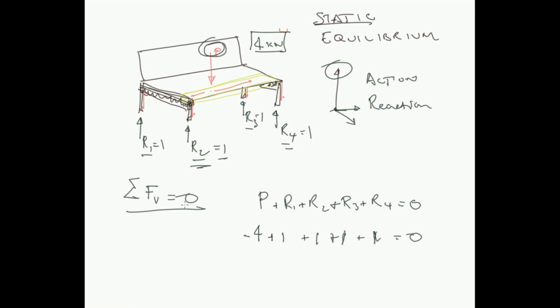In the next video we'll look at the 6 degrees of freedom in translation and rotation for a 3-dimensional body, and we'll look at the system of equations of static equilibrium for a structure in those 6 degrees of freedom.